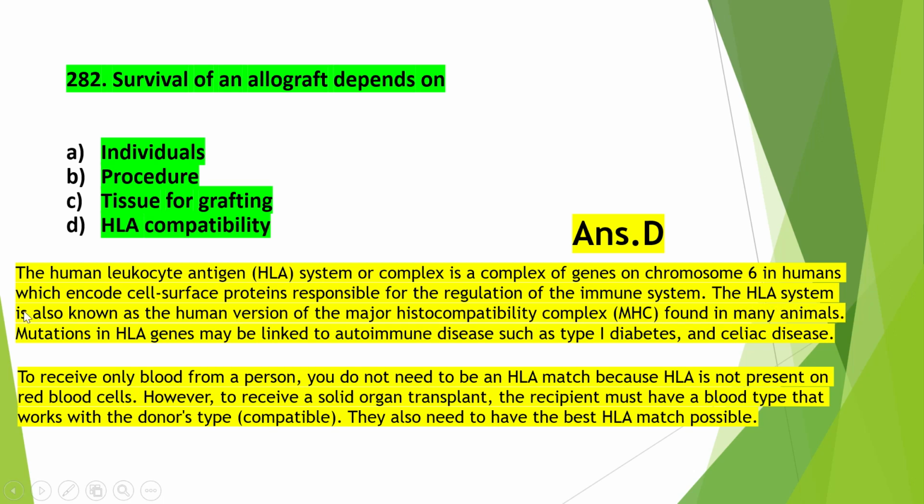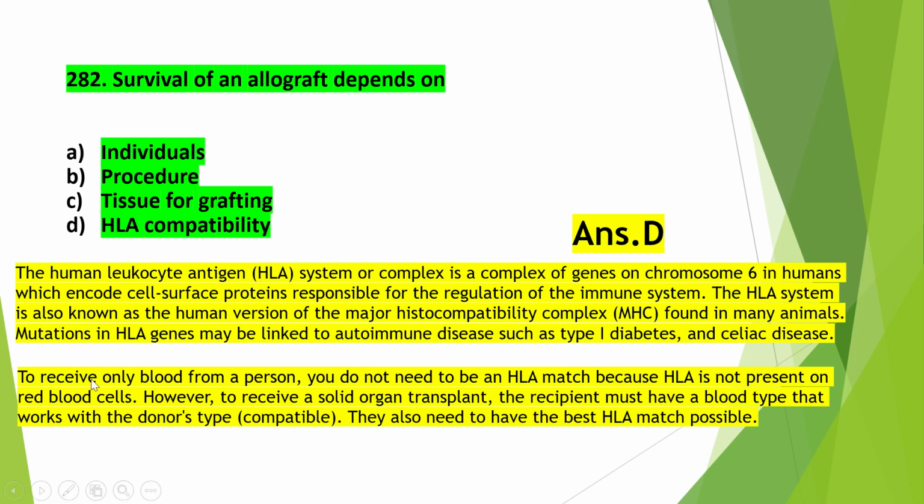The HLA system is also known as the human version of the major histocompatibility complex, or MHC, found in many animals. Mutations in HLA genes may be linked to autoimmune diseases such as type 1 diabetes and celiac disease. Basically this HLA system is used to recognize whether a cell is a self cell, the body's own cell, or a foreign cell. So its role is to recognize whether the cell is foreign or self.